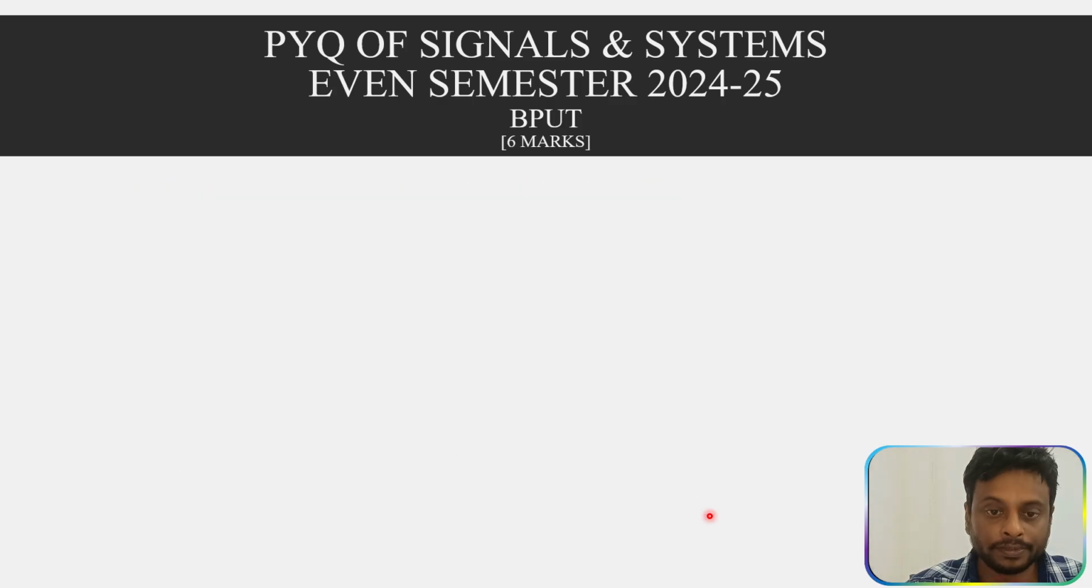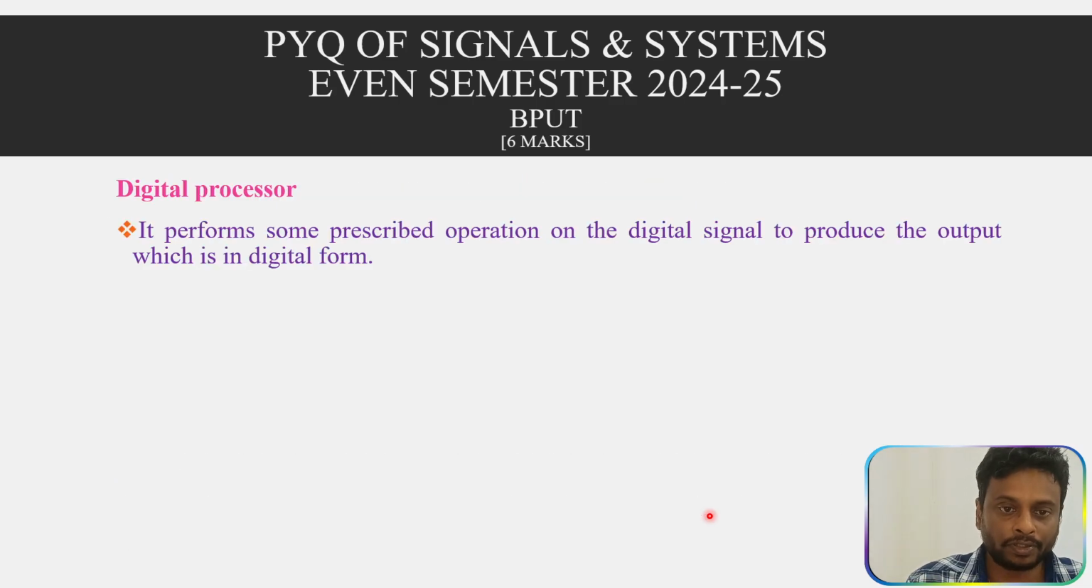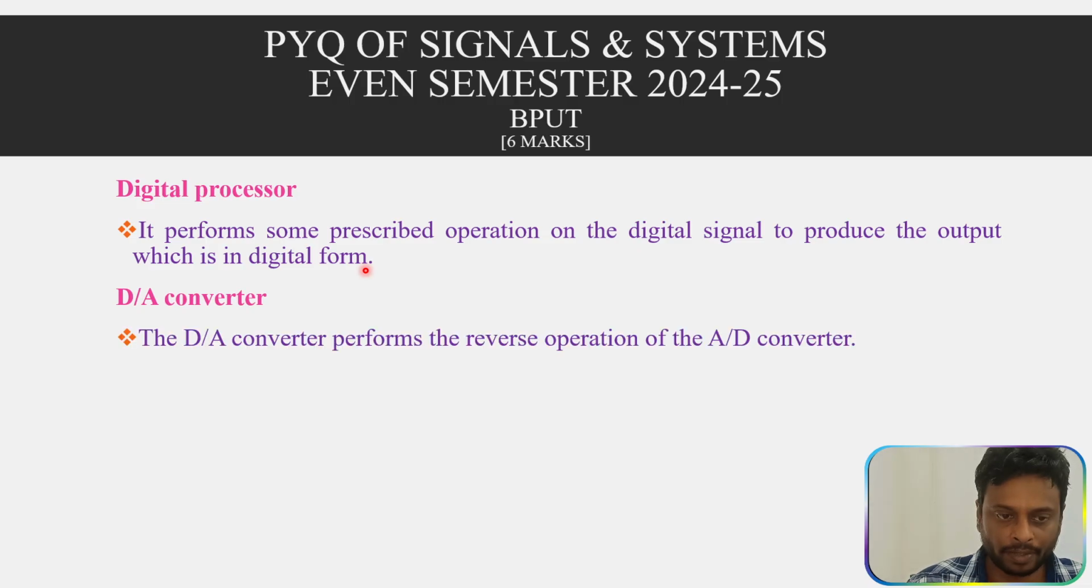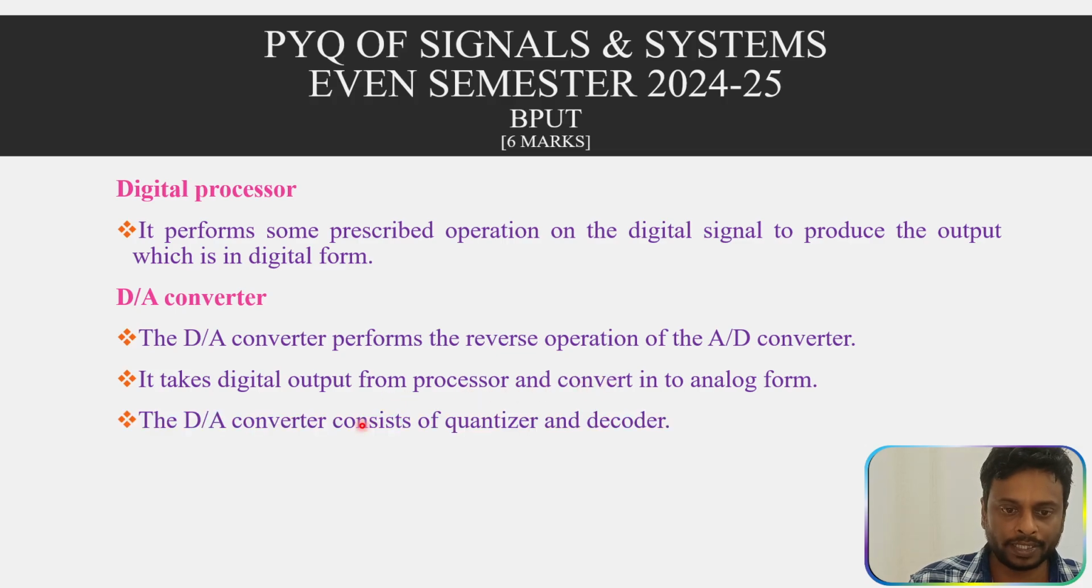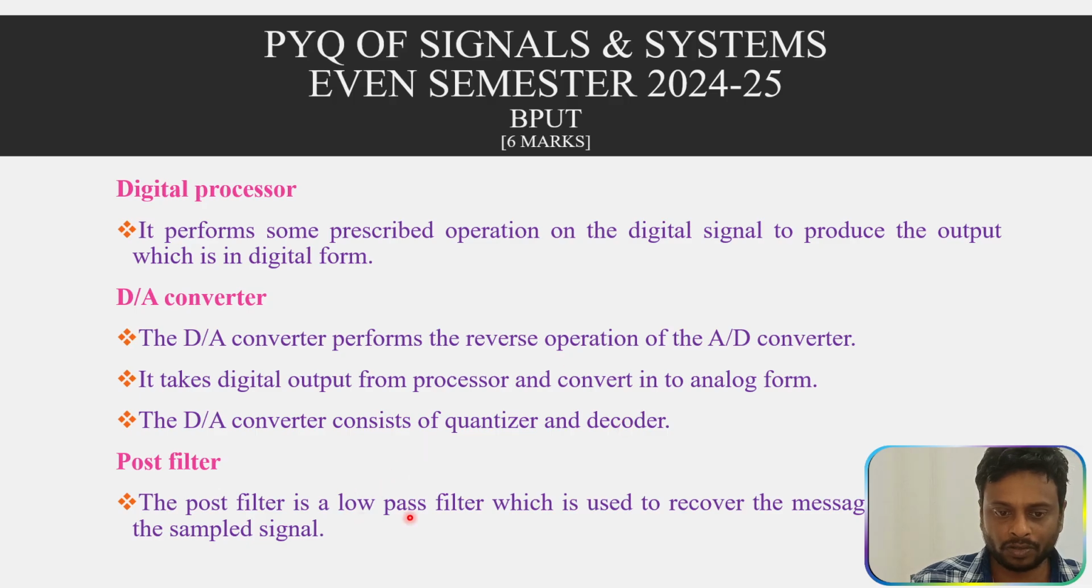Then we have a digital processor, which performs some basic operation on the digital signal to produce an output in digital form. Then we have a DA converter, which performs the reverse operation of the AD converter. It takes the digital output from the processor and converts it into analog form. The DA converter consists of a decoder and a quantizer. Last is the post filter, a low pass filter used to recover the message signal from the sampled signal.